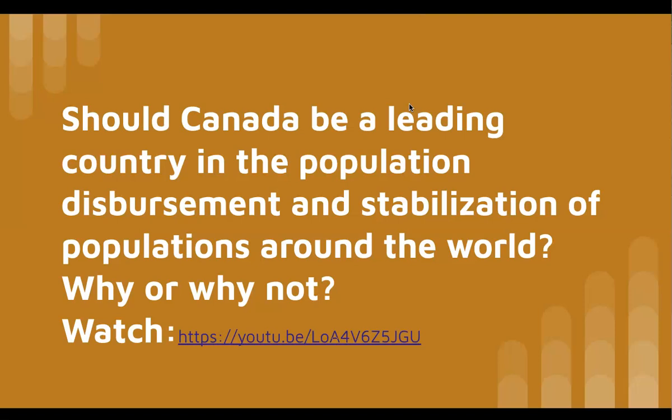So this is the question I want you to consider. Should Canada be a leading country in population dispersement? Should we be a country that's saying we will help to stabilize populations around the world? We will help with refugee crises. We will allow Chinese immigrants to come in because there's overpopulation in a lot of big Chinese cities. So we will allow Chinese citizens to come in and apply for status to come in and work and live in Canada. Is this good?